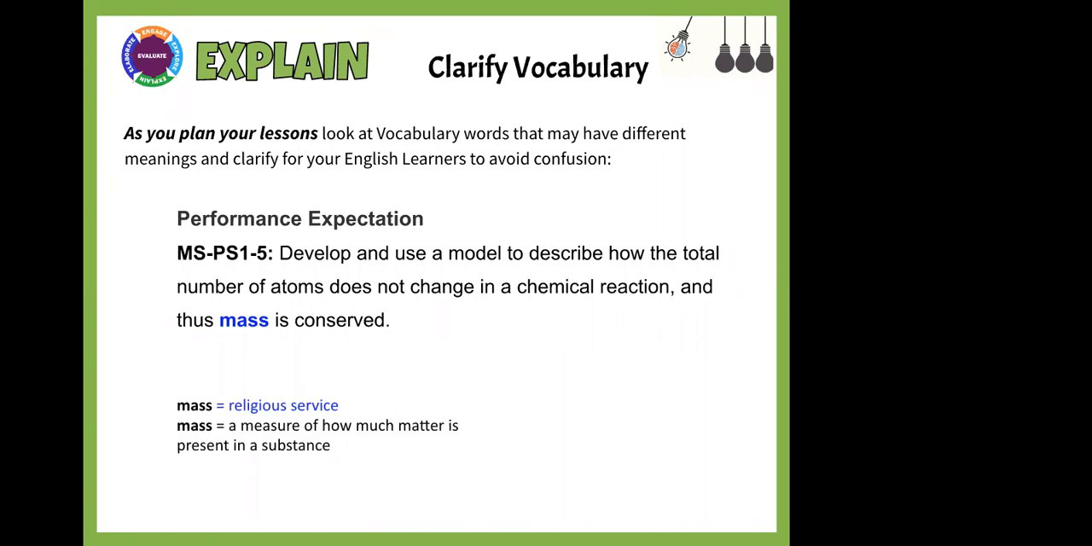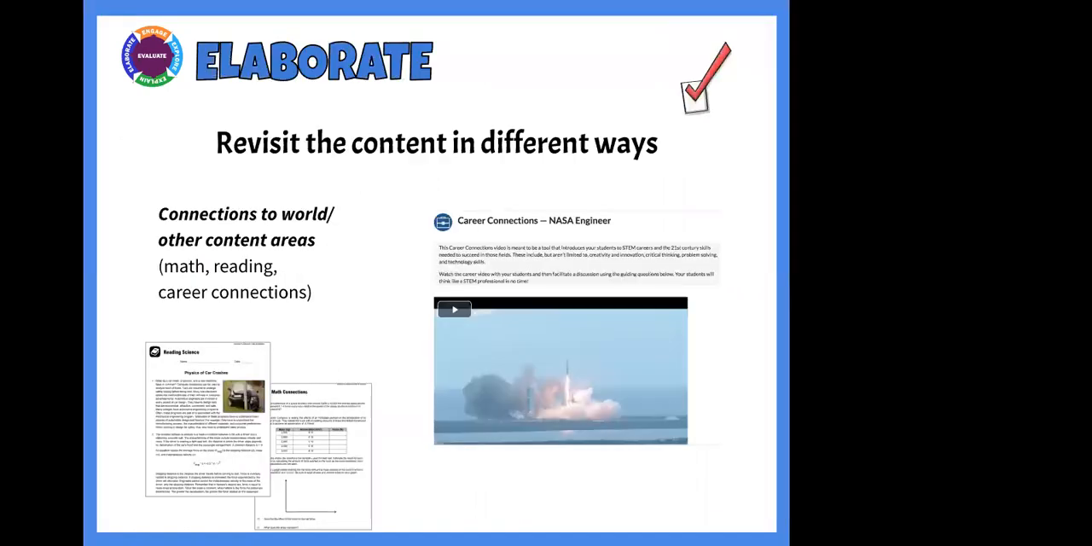Make sure you say, you know, mass means a religious service, but in the science classroom, we're going to use it as the measurement of how much matter is present. So make sure that you look at those words that can be confusing for your students and just clarify them for them. I've added in the folder a list of cognates, 30% of English words have a cognate in Spanish. So I added a huge list that I got from Region 13. So I just added that to the folder.